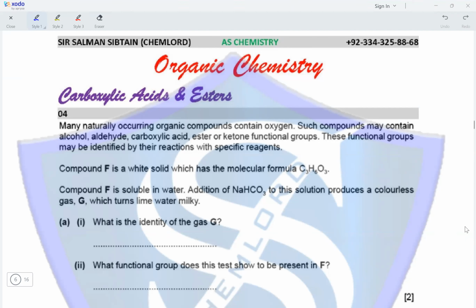What is the identity of gas G? So it is carbon dioxide, because carbon dioxide turns lime water milky. What functional group does this test show to be present in F? If carbon dioxide is released on addition of bicarbonate, that means the carboxylic acid group is present.